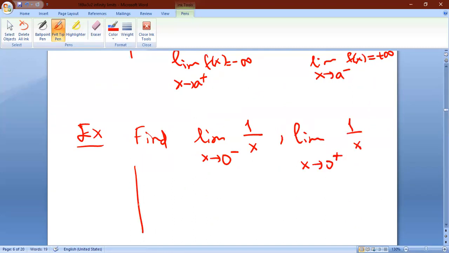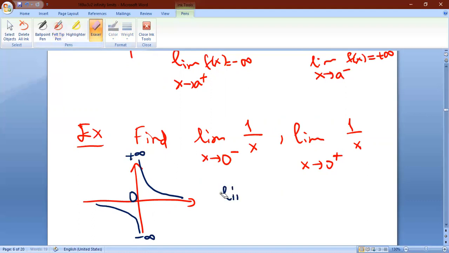Well, all we need to do is remember the graph of this function. Remember, we had sketched these functions before. And how do they look? They look like this. This is 0. As you see, this is the minus infinity direction, this is the plus infinity direction. So we can say the left limit is equal to minus infinity, the right limit is plus infinity.